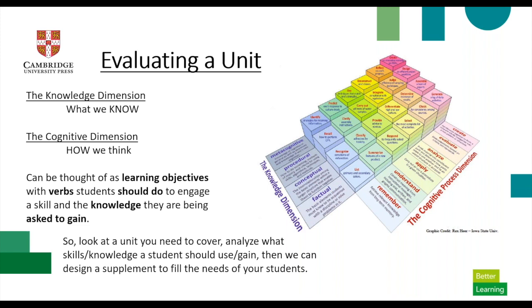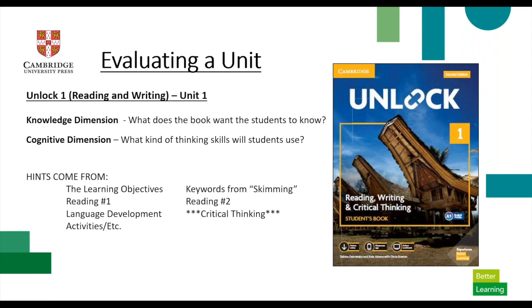So when you look at a unit that you need to cover, try to analyze it through these two dimensions. See what skills and knowledge a student should use and gain. And then once you find the missing parts, the ones that are not filled in, you can use that to aim and focus your supplemental print, which we found to be very, very useful here at Tokai because not every textbook and not every unit is going to hit every higher order thinking skill or critical thinking skill. So let's go through a unit together.